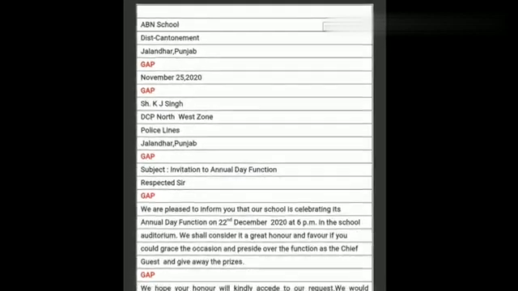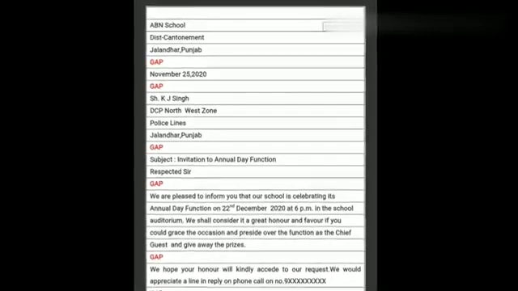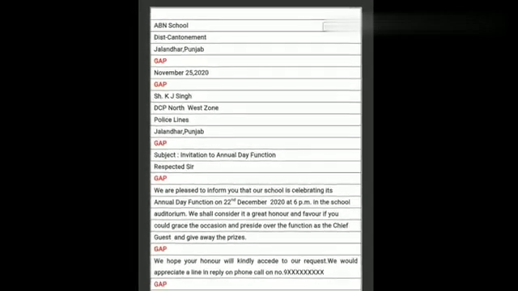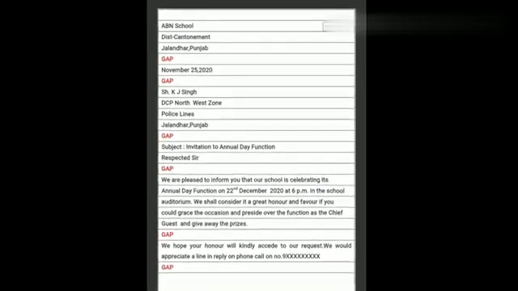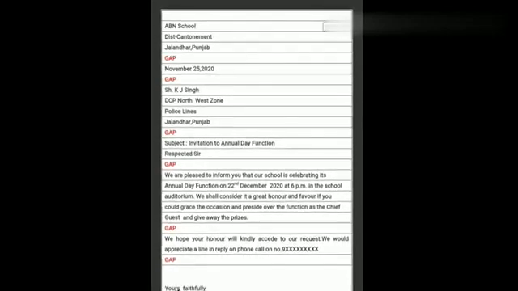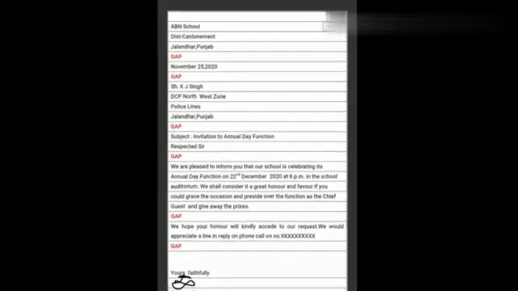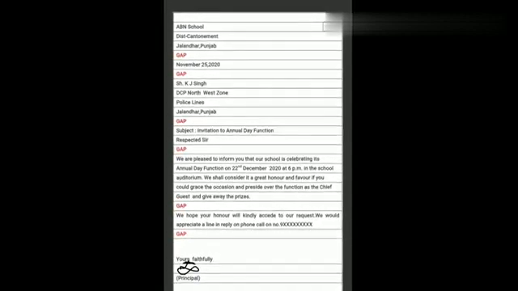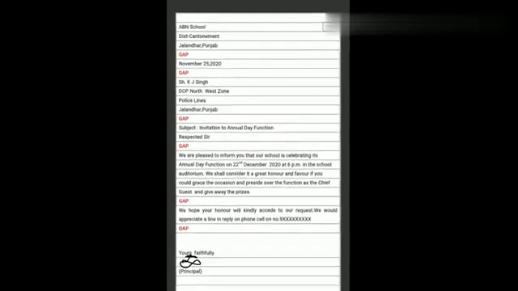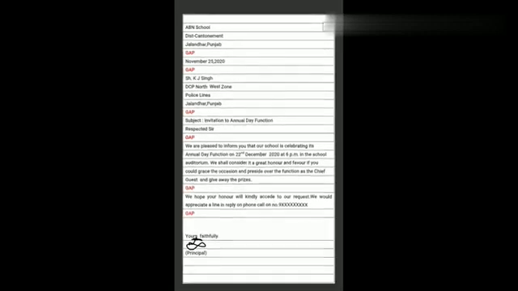After that, we are pleased to inform you that our school is celebrating its annual day function on 22nd December 2020 at 6 p.m. in the school auditorium. We shall consider it a great honor and favor if you could grace the occasion and preside over the function as the chief guest and give away the prizes. One line gap again, concluding paragraph. We hope your honor will kindly accede to our request. We would appreciate a line in reply or a phone call on number. Yours faithfully, signature of the principal, and below that principal, the designation within brackets.